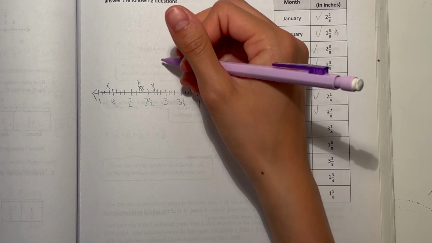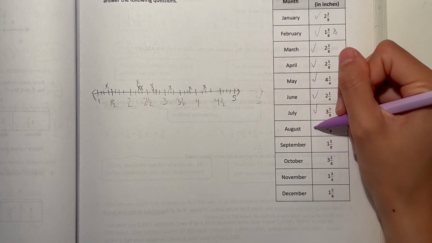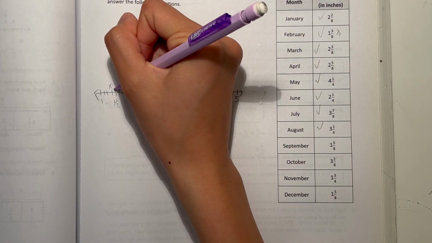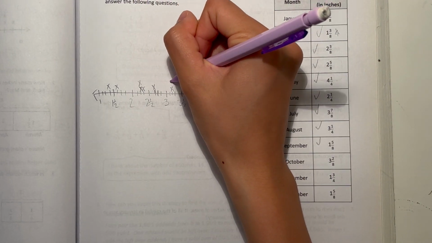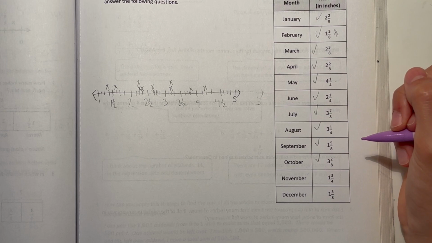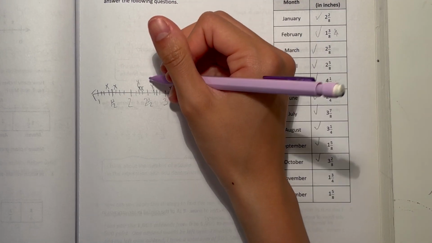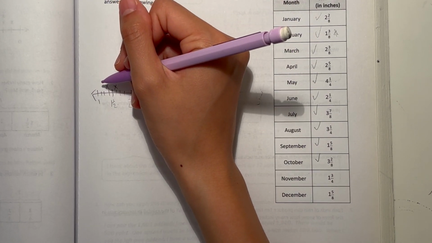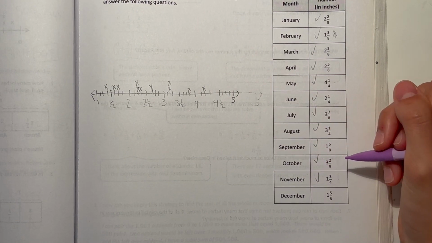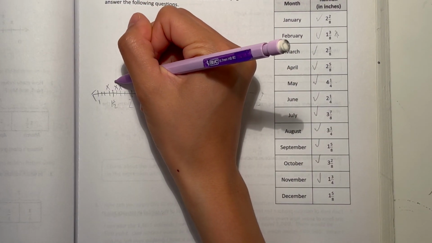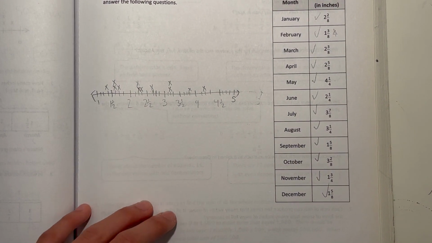3 1/4. 3 1/4 right here. 1 5/8. 3 2/8. Let's see. 1 3/4. 1 3/4. And 1 5/8. Alright, so this is our line plot. Now let's move on to the next page.